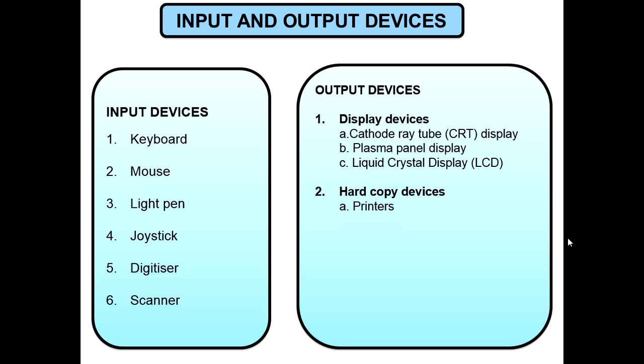Then we have different hard copy devices like printers, plotters, and photographic devices. All these are the hard copy devices that we have.